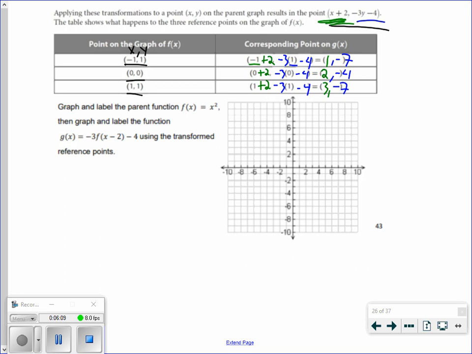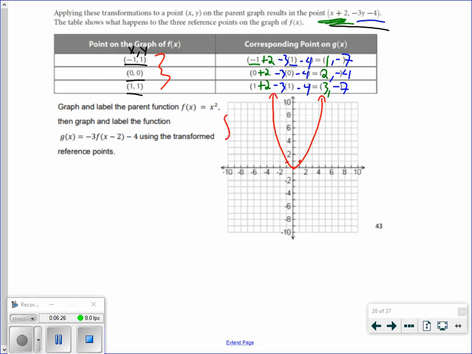So what we're going to do here in the graph is we're told we need to graph it as well. So I'm going to graph f of x. And when we do, this is going to be our points right here. We have 0, 0, negative 1, 1, and 1, 1. So our function will look something like that.